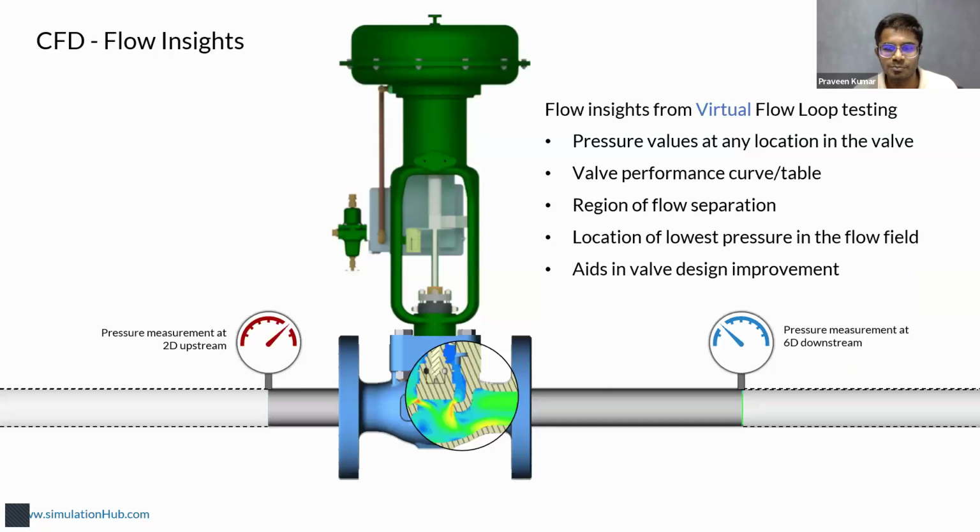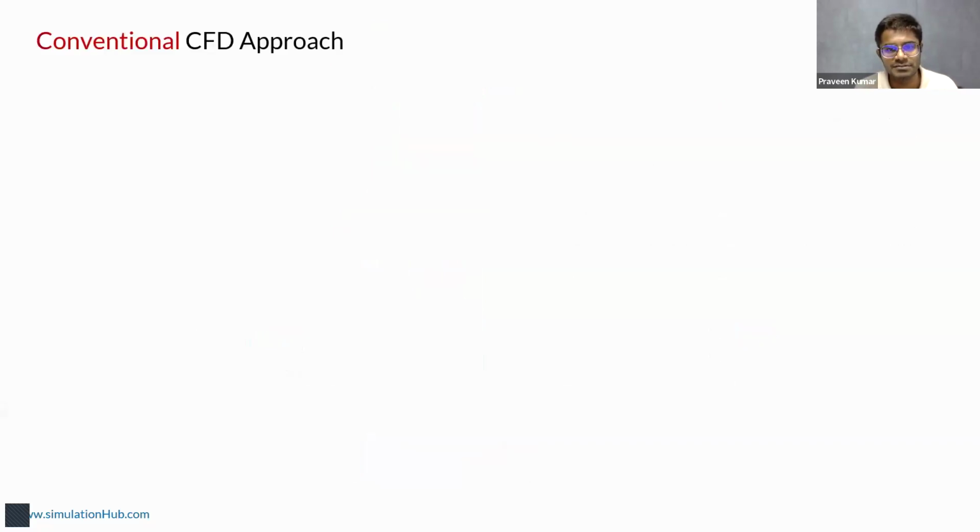The benefit of CFD is it provides more flow insights. You will get the complete pressure data or velocity data throughout the flow domain. In addition to the CV curve we get from the flow loop test, we also get more insights: where the velocity is maximum, where the pressure is minimum and prone to cavitation, and where flow separation or recirculation happens. That is a scope to improve the design and reduce energy consumption, so that pressure loss can be minimized. Those are the kinds of flow insights we can achieve.